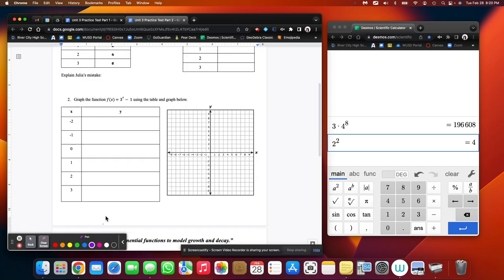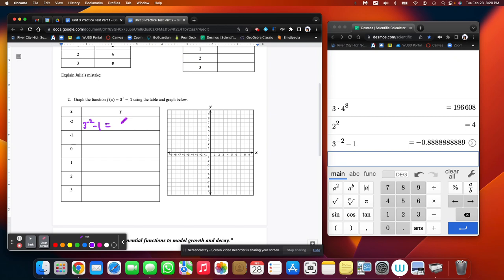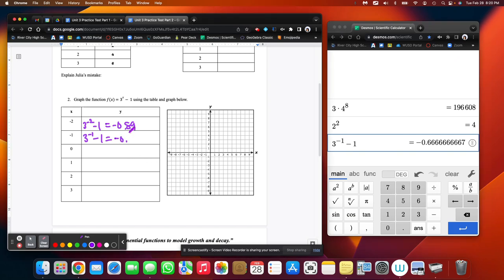All right, so this problem actually has this graph a function. So it gives us some x values to plug in. So we're going to plug in 3 to the negative 2 minus 1. So 3 to the negative 2 minus 1. That's going to be negative 0.89. Now we're going to plug in negative 1. So 3 to the negative 1 minus 1. That's negative 0.67. Now we're going to plug in 0.